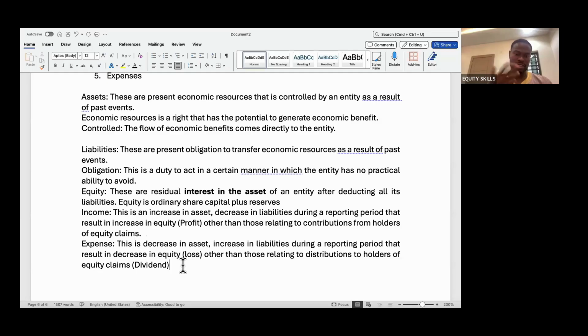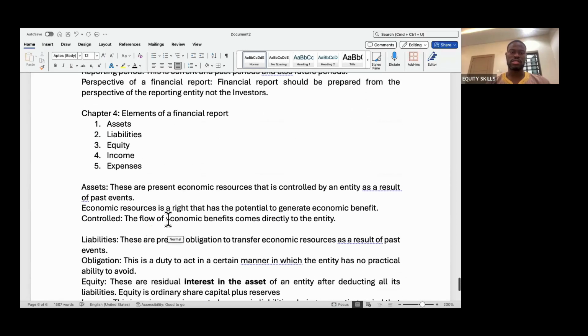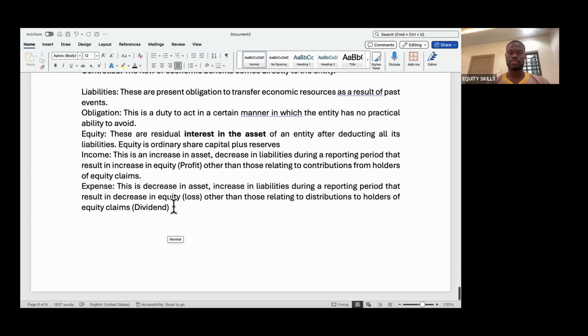Okay. And those are the elements of financial statements. These are the elements of financial statements. And that's chapter 4. That's chapter 4.